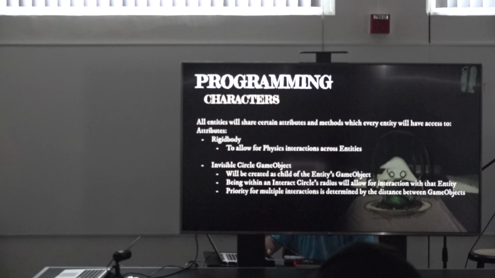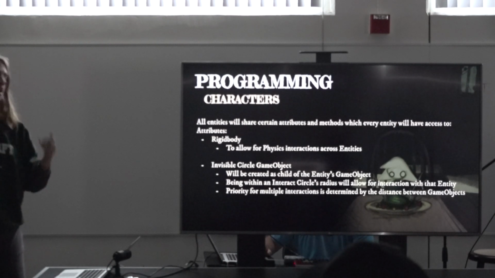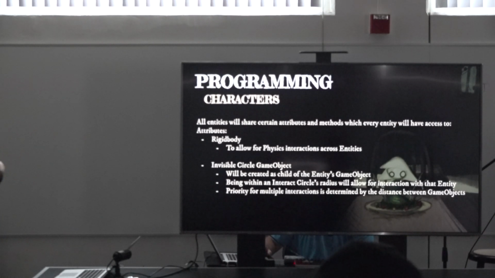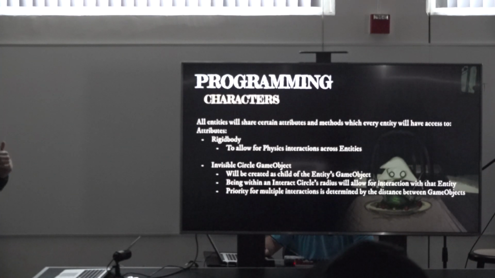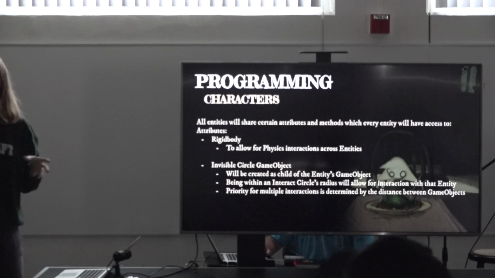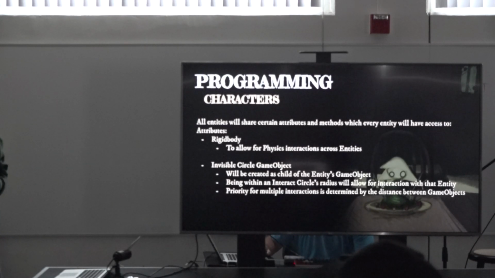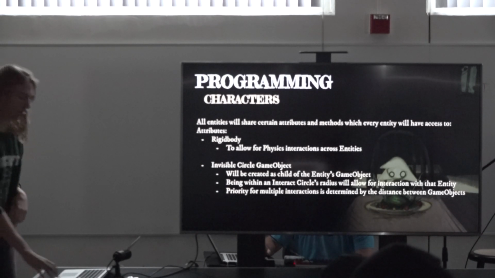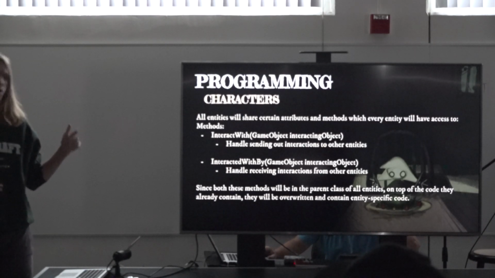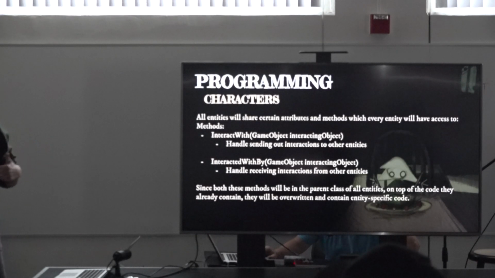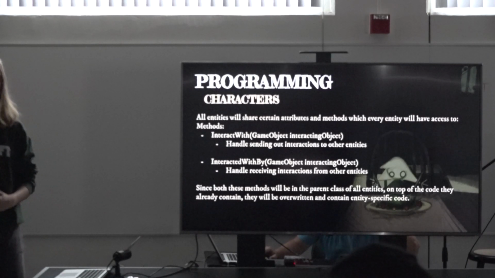Every entity, the parent class of all entities, will contain 2 things: a rigid body attribute and an invisible game object attribute. The rigid body will be so that any subclass of the entity can interact with the physics engine that Unity has, and the invisible circle game object will allow us to measure interactions between different subclasses of the parent class of entity. Things that involve this invisible game object could be 2 methods, mainly an interact with method and an interacted with by method, which will allow us to easily see between entities what is interacting with the other one and then receive that interaction using the other method.